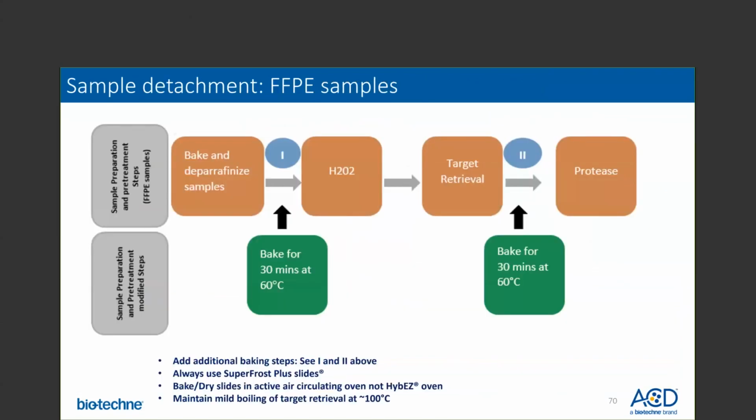If you're working with FFPE samples and observing tissue detachment, we suggest adding a baking step before hydrogen peroxide, or if you're observing tissue coming off the slide after protease treatment, add an additional baking step before that. Both baking steps should be performed for 30 minutes at 60 degrees.